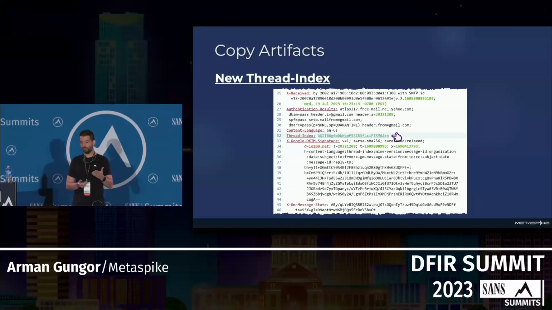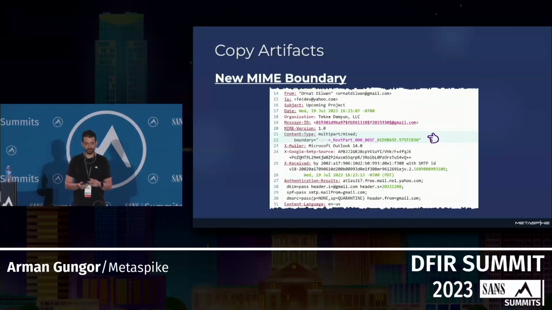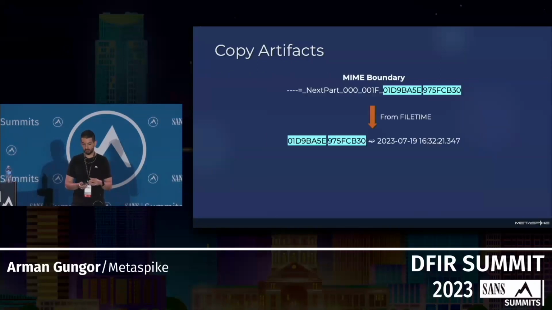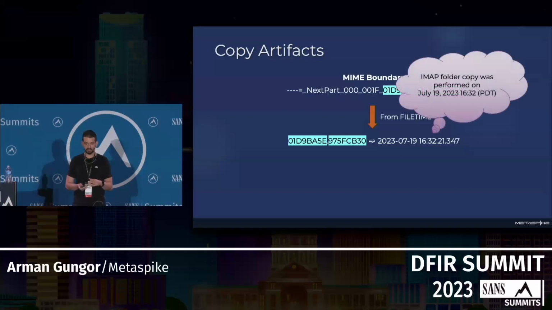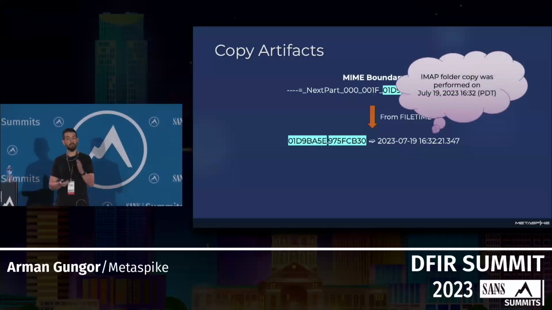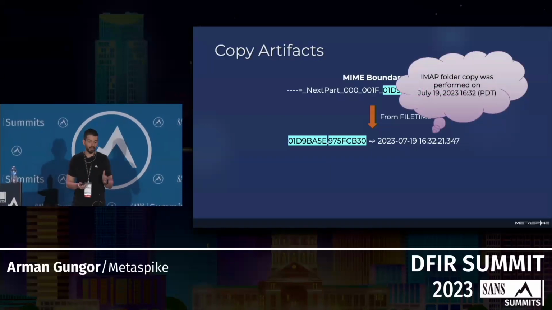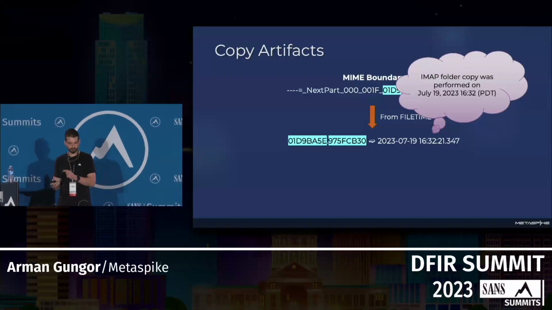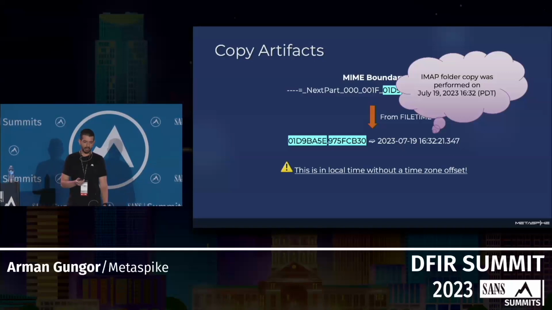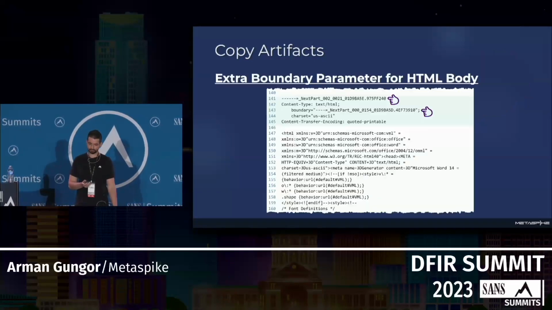There is a new thread index assigned, so that's repopulated essentially. There's a new MIME boundary, and again, it contains a timestamp there as file time. And this reflects the time that the copy operation was performed. So we went from the send operation timestamp in the MIME boundary to the copy operation now. And this is again in local time.